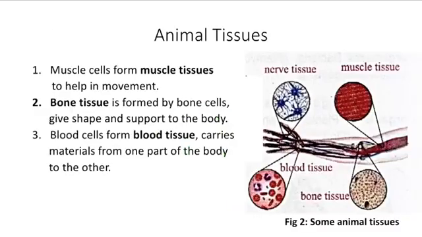Now we will discuss some animal tissues. In an animal's body, muscle cells form muscle tissues to help in movement. Bone tissue is formed by bone cells. This strong and solid tissue gives shape and support to the body. Blood cells form blood tissue. This tissue carries materials from one part of the body to the other.